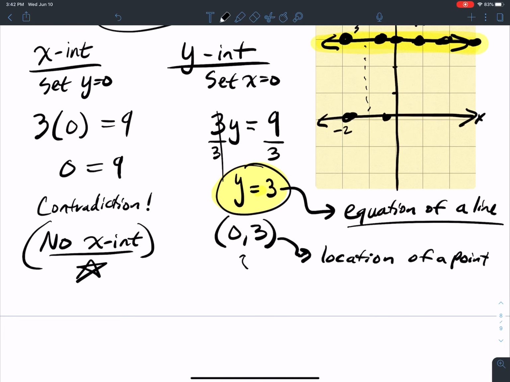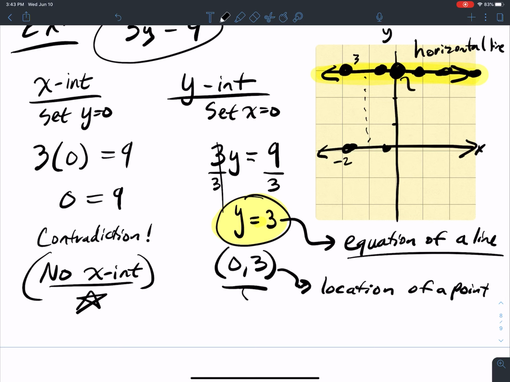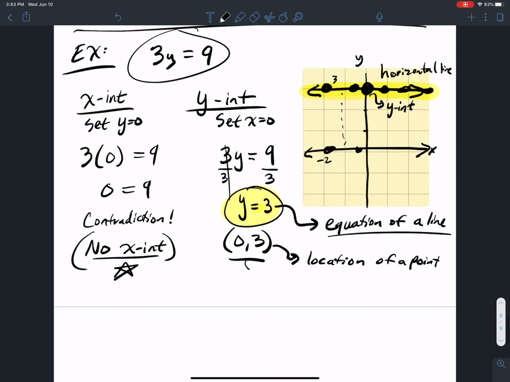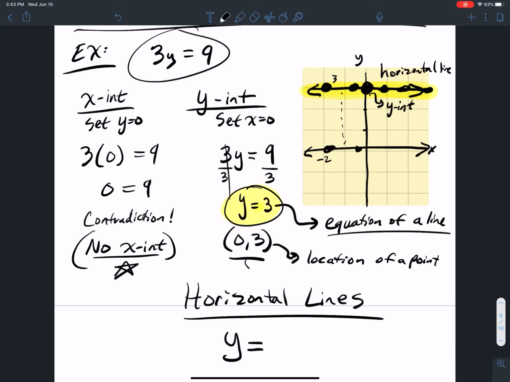The location (0, 3) is the y-intercept. That's the y-intercept there. So in general, we figured out something in general. Horizontal lines are of the form y equals some number. Okay? y is equal to some number. That is a horizontal line.